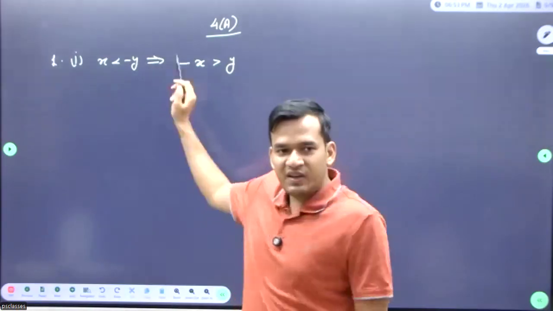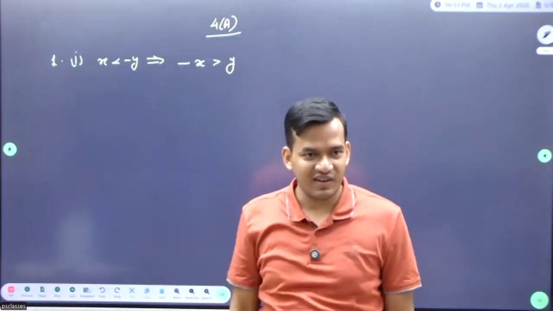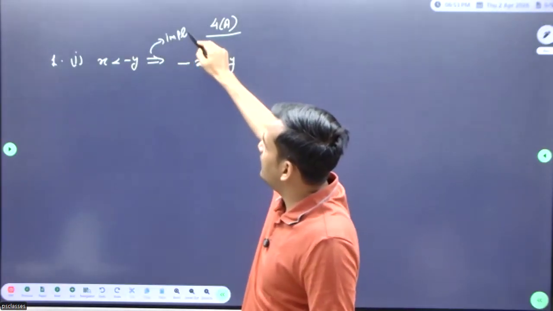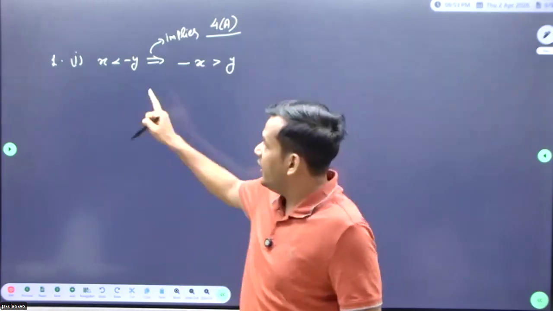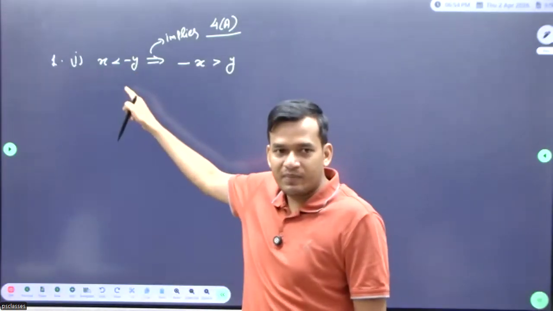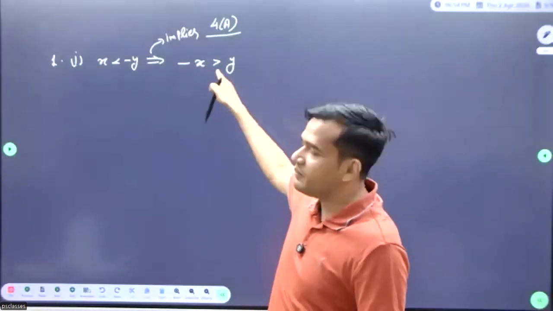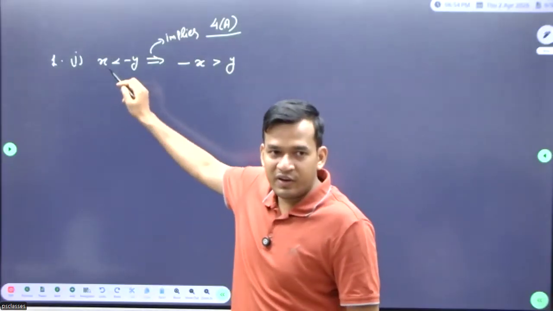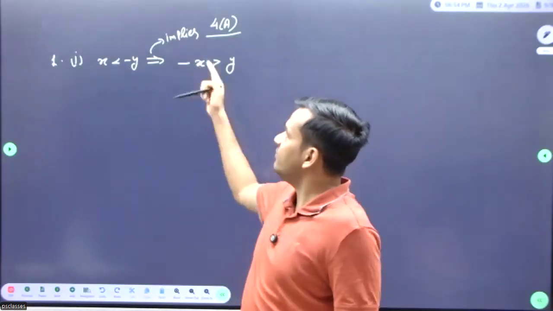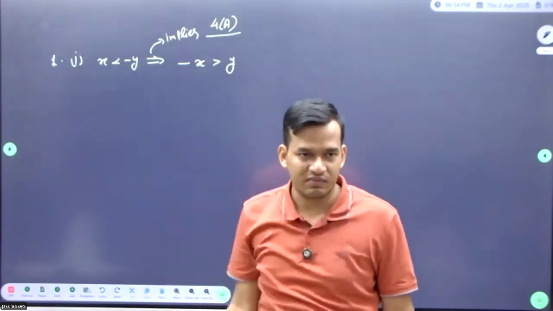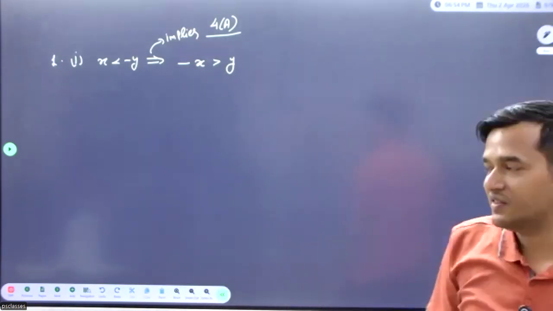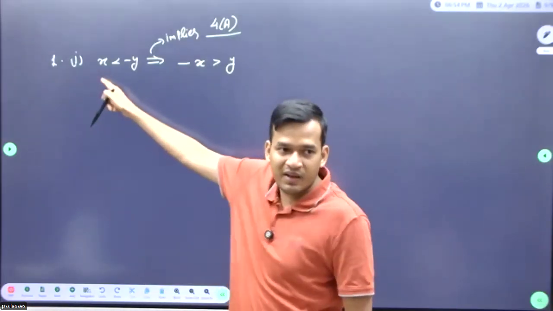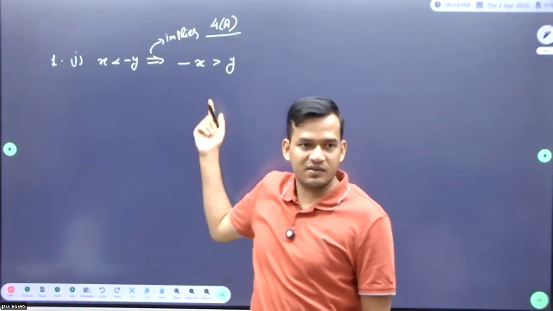See, what does this sign mean? Do you know this? This is the sign of implies. So this statement is, if x is less than minus y, this implies that minus x is greater than y. So this is given to you, and according to this, is it true? Yes. This is the sign of implies. That means if it is given, then it is true.